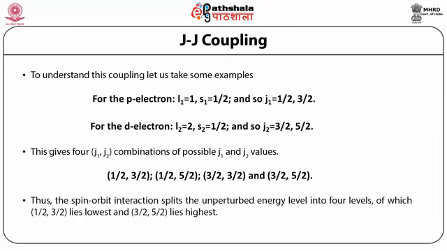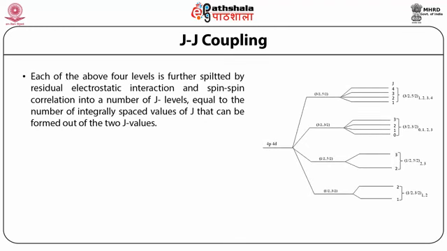Thus, a spin orbit interaction splits the unperturbed energy levels into 4 levels, of which 1 by 2 3 by 2 lies lowest and 3 by 2 5 by 2 lies at the highest. Each of the above 4 levels is further separated by residual electrostatic interaction and spin-spin correlation into a number of J levels equal to the number of integrally spaced values of J that can be formed out of the 2 j values. The above 4 j1 j2 combinations give J values as has been depicted in the figure.